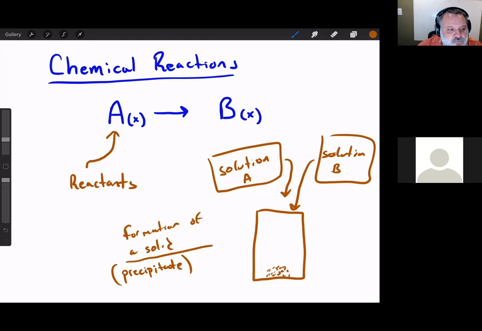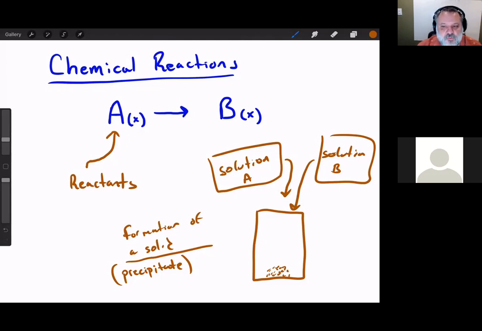What you should know is that if I form a solid from a liquid, if I make ice from water, that's not a chemical change. If I make steam with water, that's not a chemical change. But if I mix Alka-Seltzer and water and a gas comes out, that is a chemical change. If I put two colorless and clear solutions together and out comes a yellow solid, that is a chemical change.